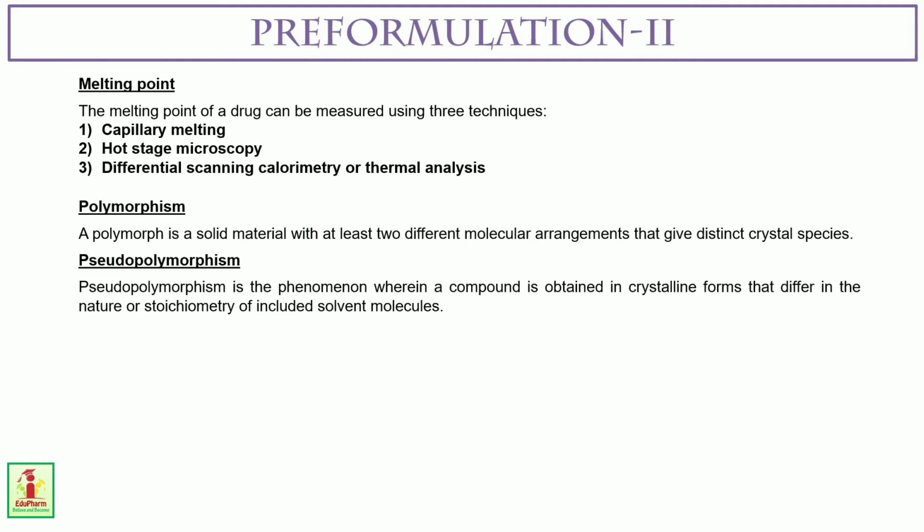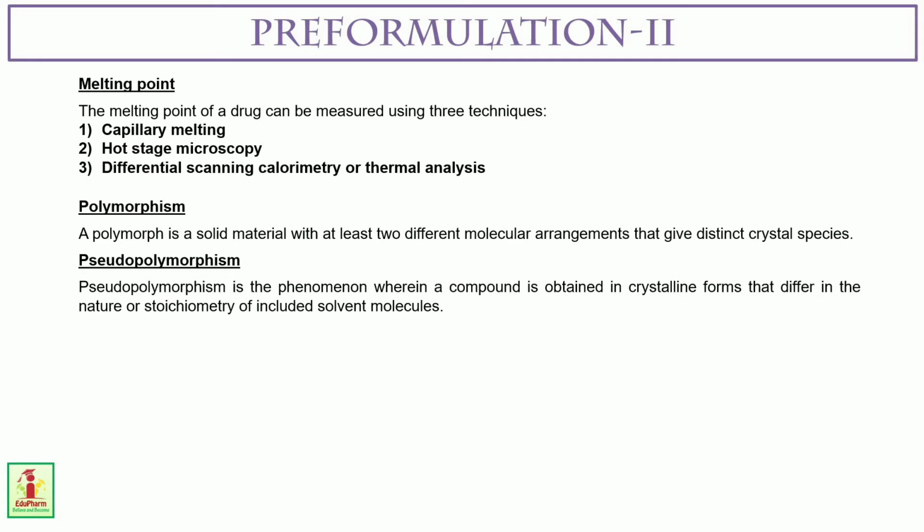Now comes polymorphism. What is a polymorph? A polymorph is a solid material with at least two different molecular arrangements that give distinct crystal species. These differences disappear in the liquid and the vapor state. The highest melting species is generally stable. Other polymorphs are metastable and convert to the stable form.